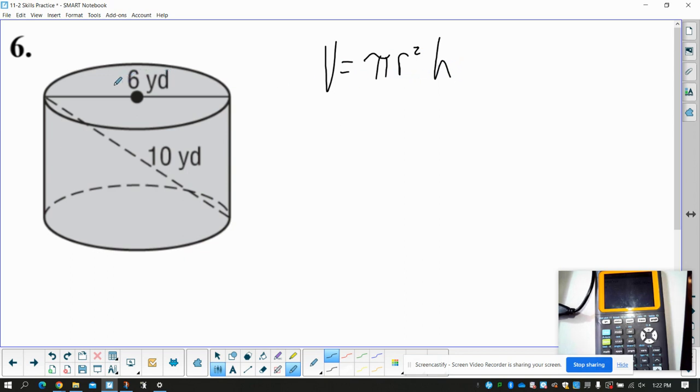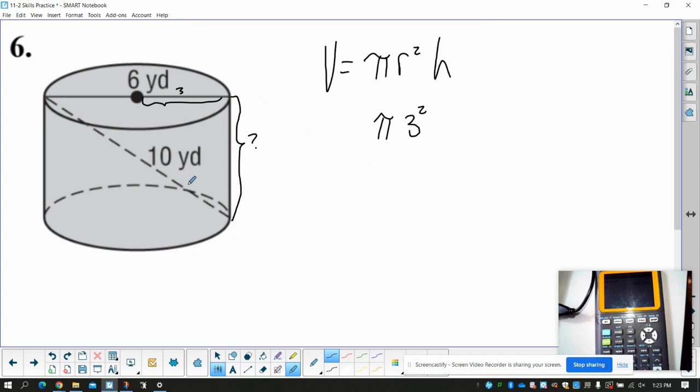So the radius, well, let's see, it's 6 all the way across. So that means from here to here would be 3. Okay, so the radius would be 3. So pi times 3 squared times the height, and the height would be this measurement right here, how tall it is. I don't have that. So I'm going to have to figure out what that is.